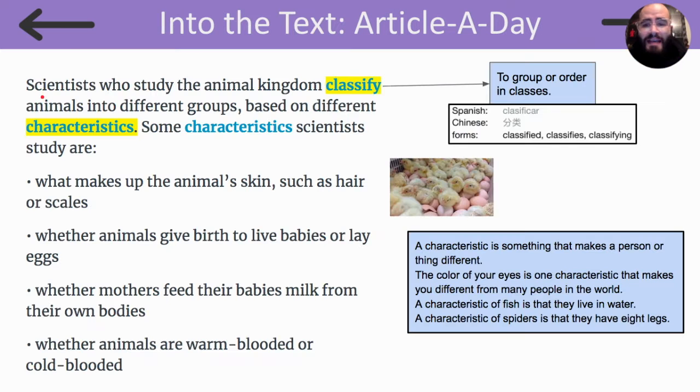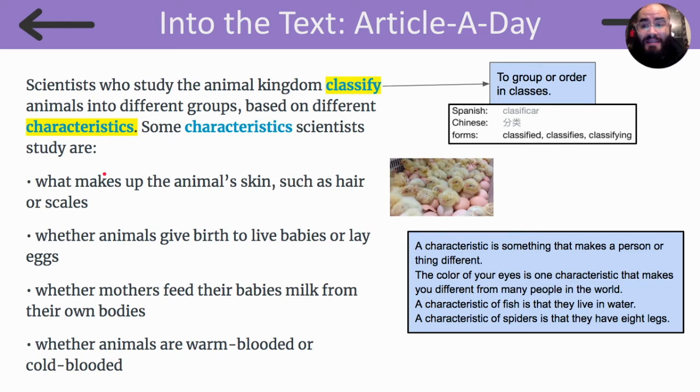Let's dive right in. Scientists who study the animal kingdom classify animals into different groups based on different characteristics. To classify means to group or order in classes. In Spanish, we say clasificar. Scientists do this based on different characteristics. There's our focus word. A characteristic is something that makes a person or thing different. The color of your eyes is one characteristic that makes you different from many people in the world. A characteristic of fish is that they live in water. A characteristic of spiders is that they have 8 legs. Different characteristics are what makes us unique.